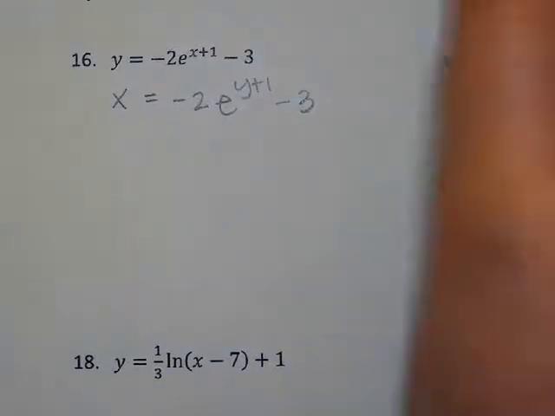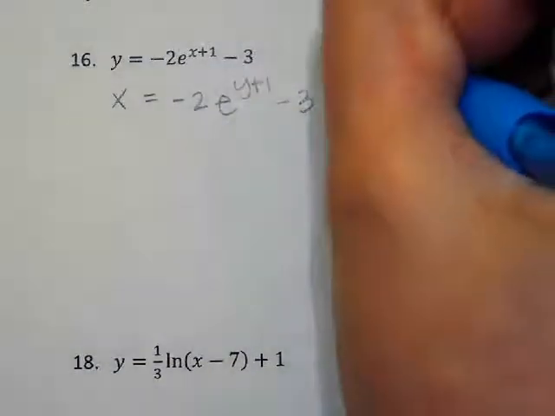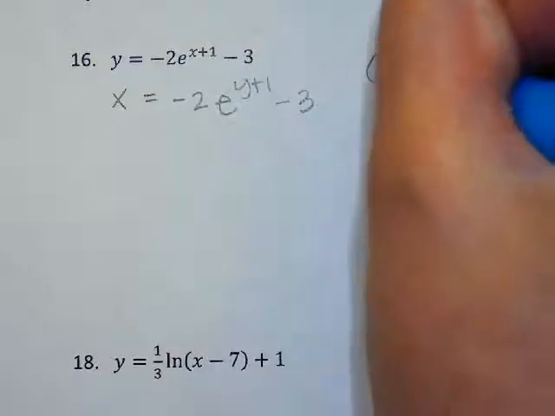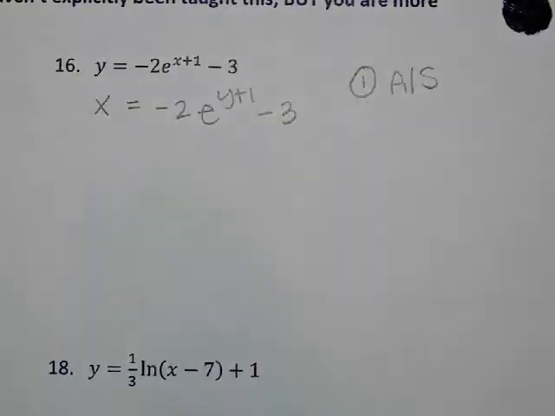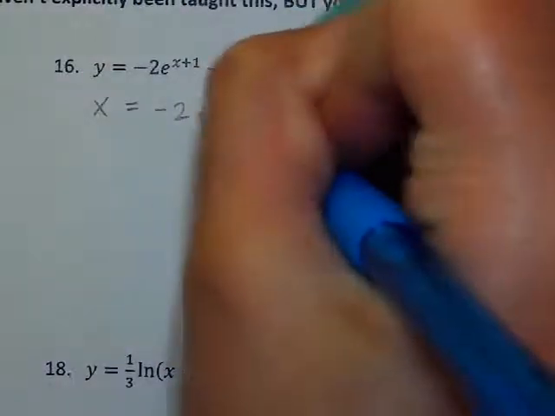Okay, so now we go through our steps of, first, is there anything you can add or subtract to the other side? Is this feeling familiar? We've done this before, right? This is a new situation, but we have done it. So what could I add or subtract to the other side? The 3. Okay, I can add the 3. So I'm going to plus 3 on both sides.